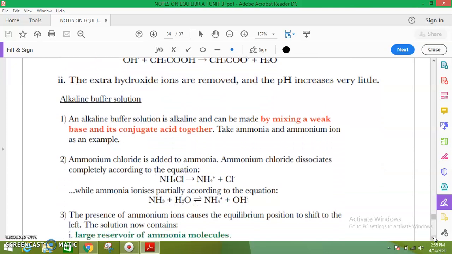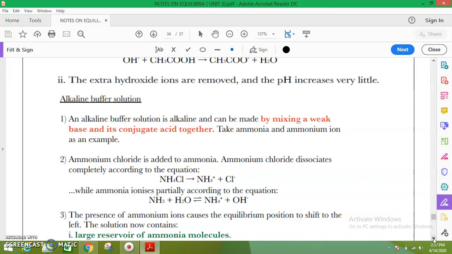Now the second type of buffer solution is the alkaline buffer. An alkaline buffer, which you can also call a basic buffer, is made by mixing a weak base and its conjugate acid together. The weak base here is ammonia. When you add it in water, you will get OH negative and ammonium ion positive.